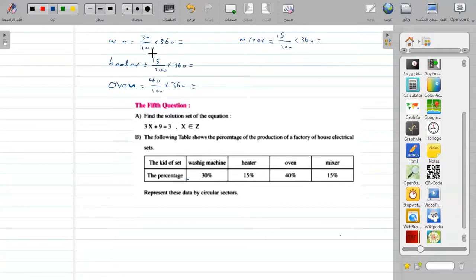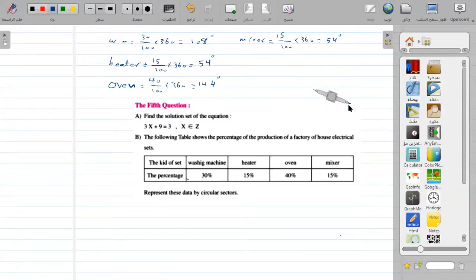Now we will find the angle of the washing machine. 3 times 6 is 18. 3 times 6 is 18. 3 times 36 is 108. Okay. Now for the heater, 15 percent equals 54. Also 15 percent is 54 degrees. Okay. You can do it using a calculator, no problem. 4 times 6 is 24. 4 times 36 is 144 degrees.